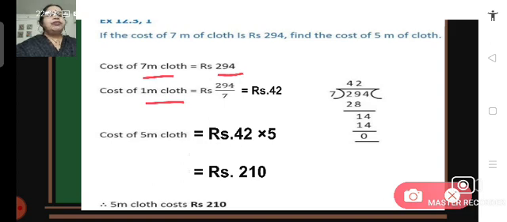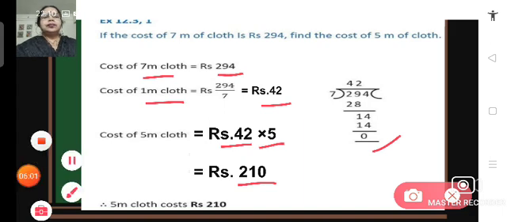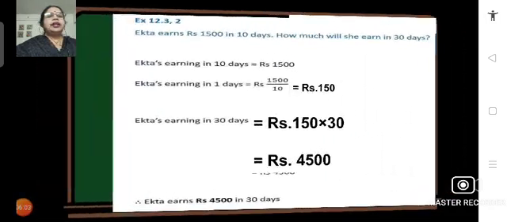And 294 when divided by 7 we get 42. The division has been shown here, isn't it? Then cost of 5 meter cloth will be rupees 42 multiplied by 5. 42 when multiplied by 5 we get rupees 210. So the cost of 5 meter cloth will be 210 rupees. Let's move on to the next problem.